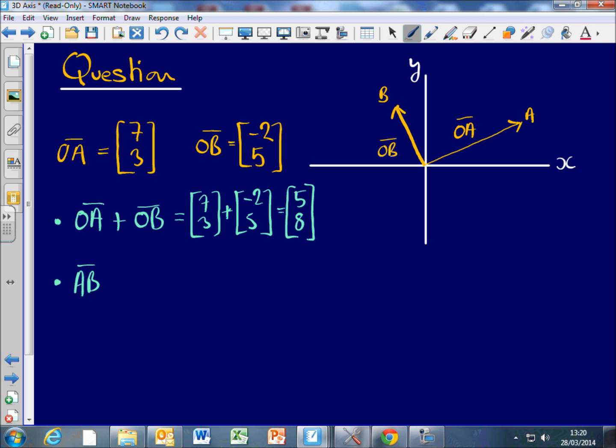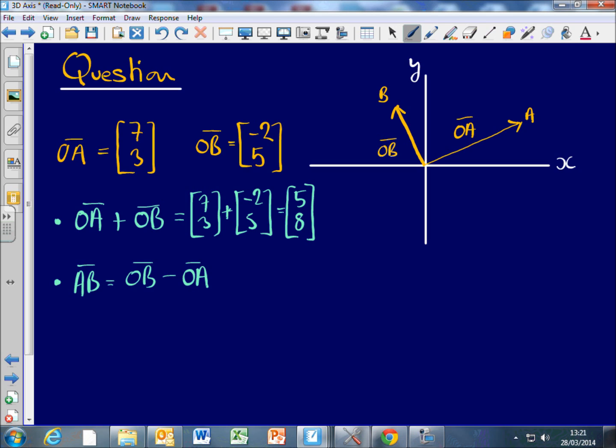Anyone remember how to do that? It's not quite. Go on then, Sam. Yeah, it's A to B is the same as going from O to B and then taking away O to A. So a way to remember it is, if you want the vector A to B, it's O to the second one, O to B, take away O to A. If you wanted the vector B to A, it would be O to A, take away O to B. Okay, does that make sense?